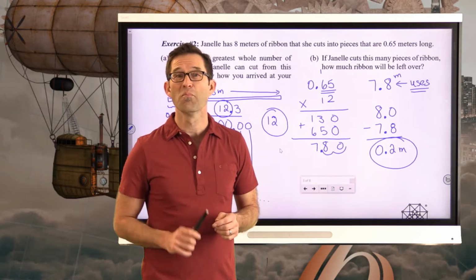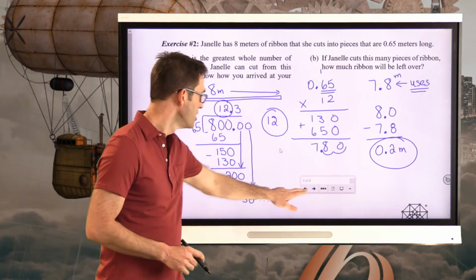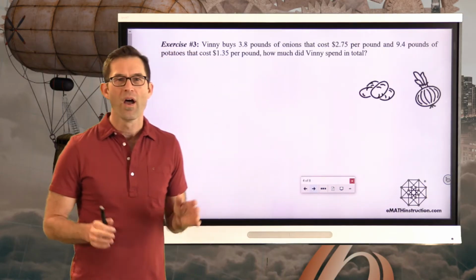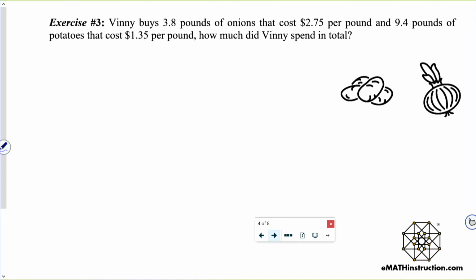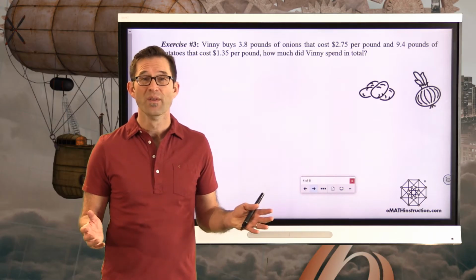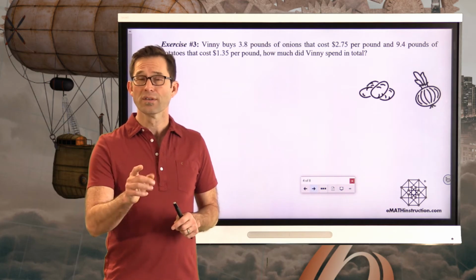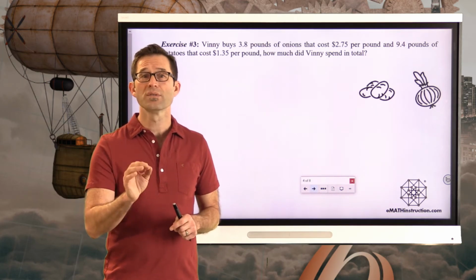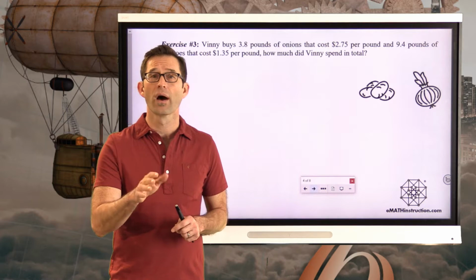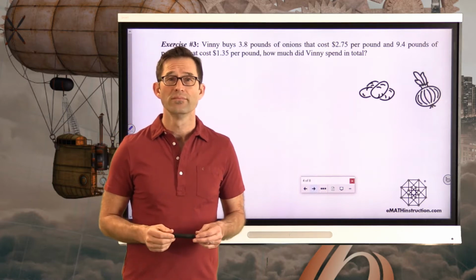All right, let's do a little bit more mixed up decimal practice. Here we go. Exercise number 3. Vinny buys 3.8 pounds of onion that cost $2.75 per pound and 9.4 pounds of potatoes that cost $1.35 per pound. How much did Vinny spend in total? All right, awesome. So again, pause the video now. This is going to take you a little bit of time, but work through the problem and see if you can figure out how much Vinny spent in total.